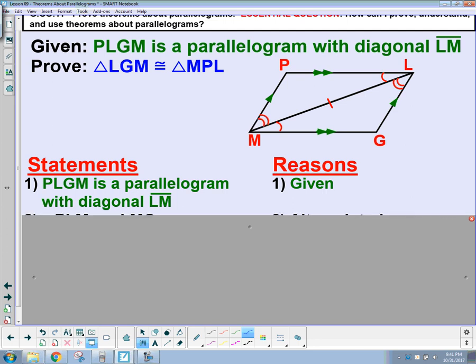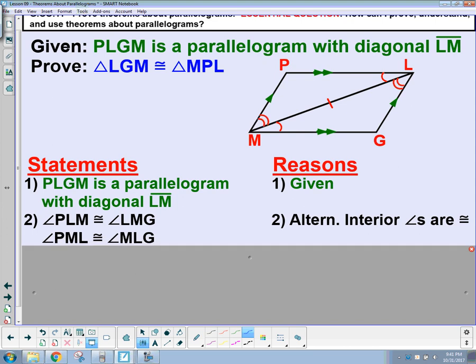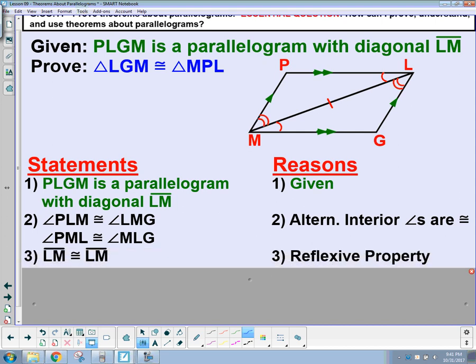Second, since we know what alternate interior angles are, I'm going to say angle PLM is congruent to LMG. I'm also going to say that angle PML is congruent to MLG, and again, because of alternate interior angles. I know you're keeping your eye on that center there, and you are right. ML or LM is congruent to LM because of the reflexive property. As you can see, I think we have angle-side-angle as a postulate we're going to use. And indeed, you're right.